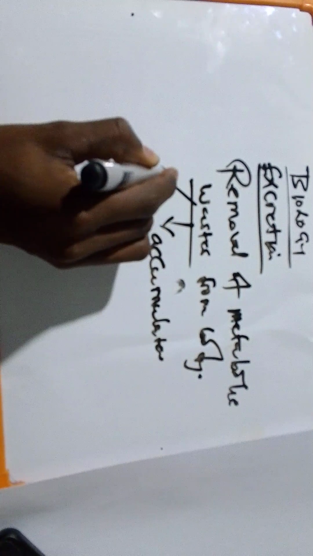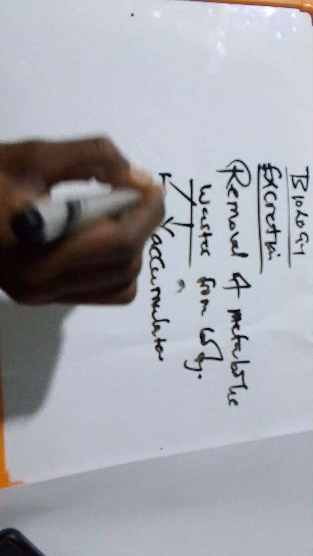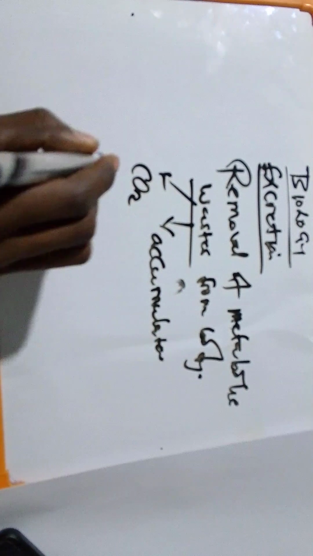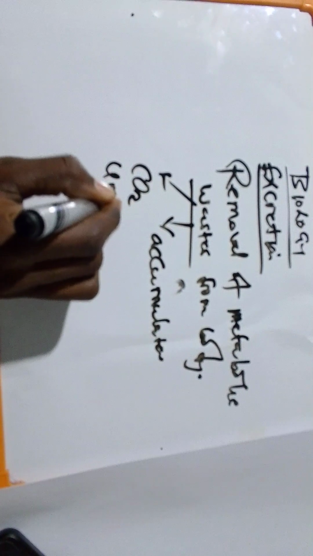So examples of these wastes we're talking about, we have the common one, the CO2. We have urea or the uric acid. So these are some of the examples which we talk more about under excretion.